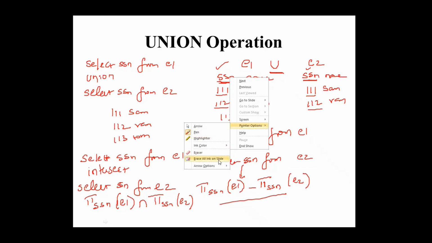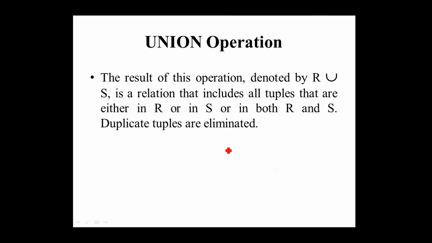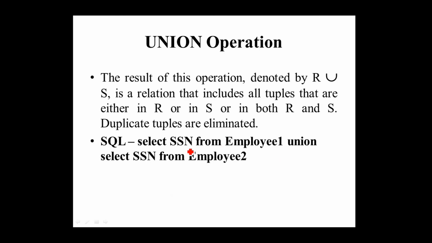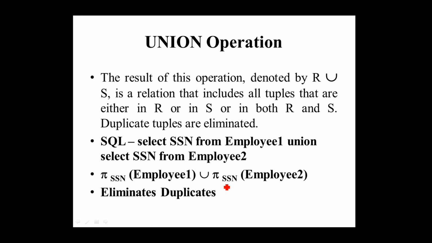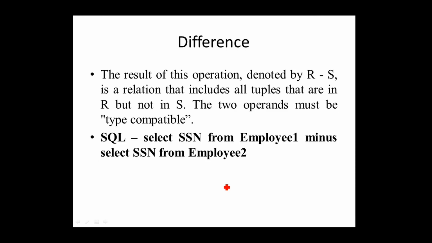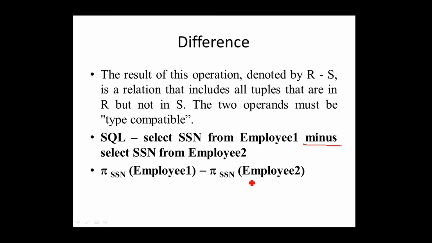So let me erase all this. Let's go to the contents here. So this is what I've told you. This is a column level union, which I'm doing. And you can see that is the corresponding relational algebra query. And we have attained the output. Likewise for difference, minus is the keyword in SQL. Whereas in relational algebra, the equivalent query is you project SSN from employee 1 table, project SSN from employee 2 table. So this is the minus operator.